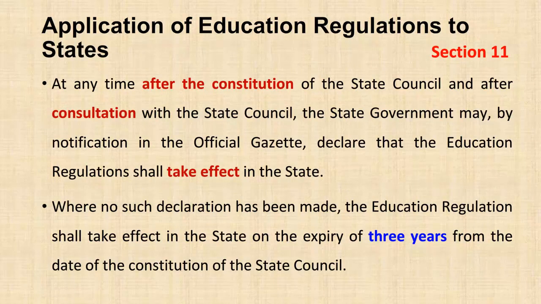Section 11. At any time after the constitution of the State Council and after consultation with the State Council, the state government may, by notification in the Official Gazette, declare that the education regulations shall take effect in the state. Where no such declaration has been made, the education regulations shall take effect in the state on the expiry of 3 years from the date of the constitution of the State Council.